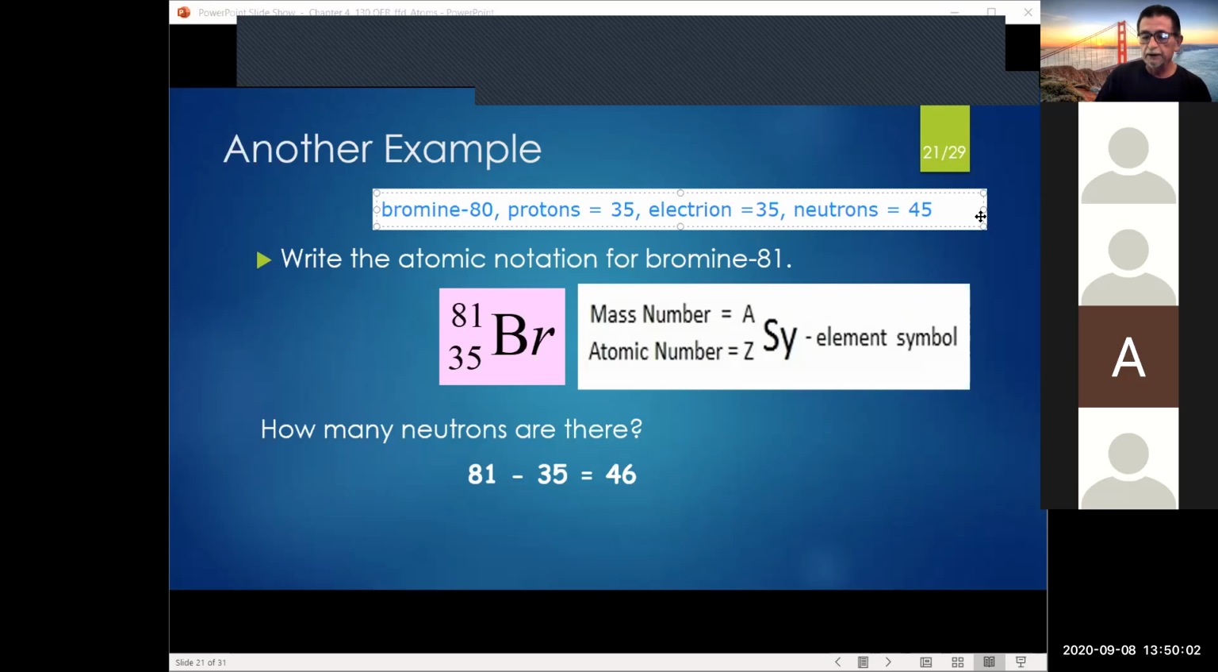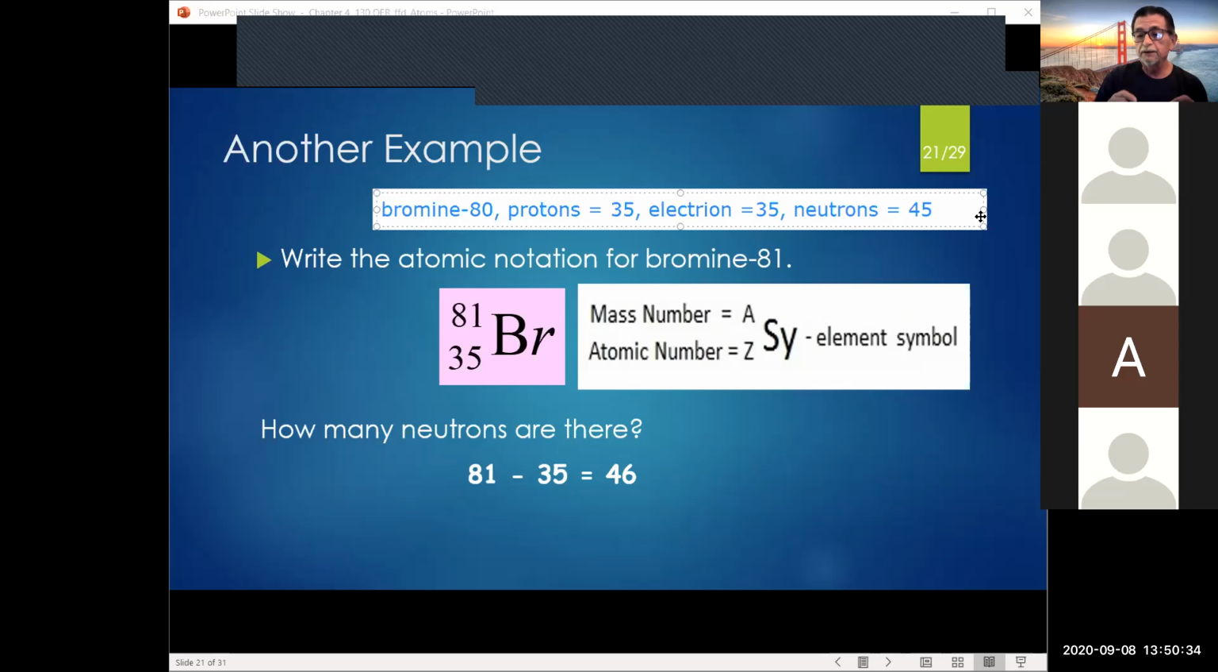Now, because bromine 80 is the most abundant isotope in nature, it could be 90-some percent, so the overall average atomic weight is closer to bromine 80 because it contributes more than the other isotopes. And that's why that number in the periodic table is closer to 80, because that is the average.